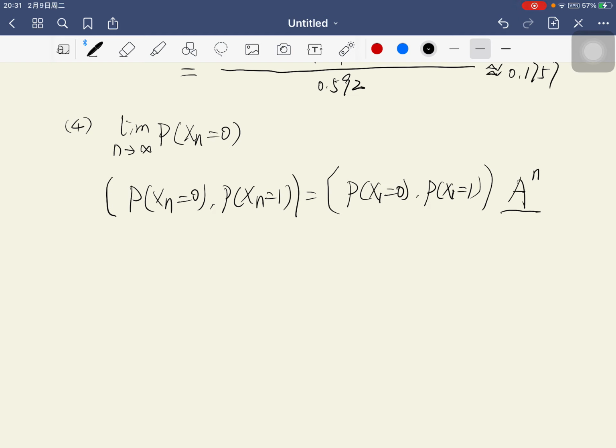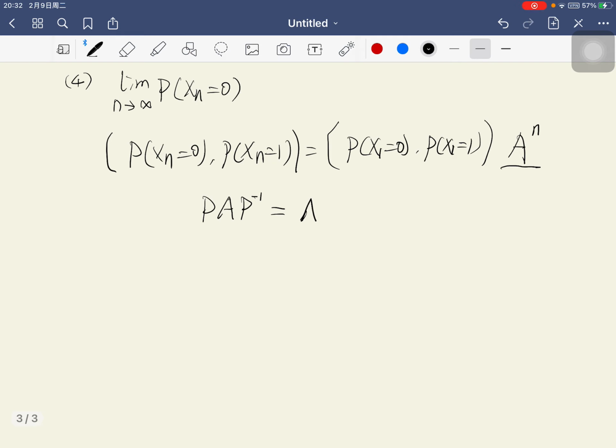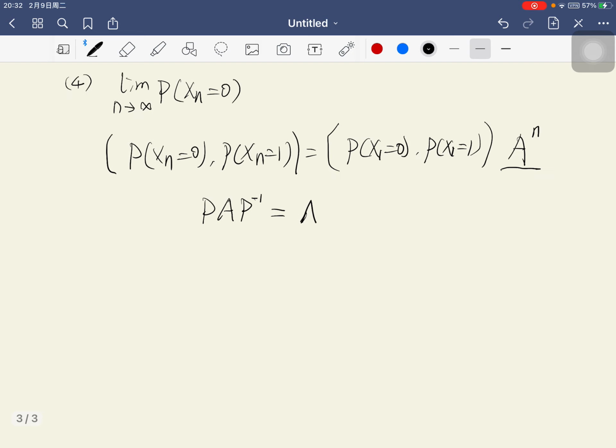We must diagonalize A. That is, the P inverse matrix times A times the P matrix is equal to the diagonal matrix, and we should find the eigenvalues and the eigenvectors of the A matrix, and we could get the P matrix. So we want to compute the eigenvalues.